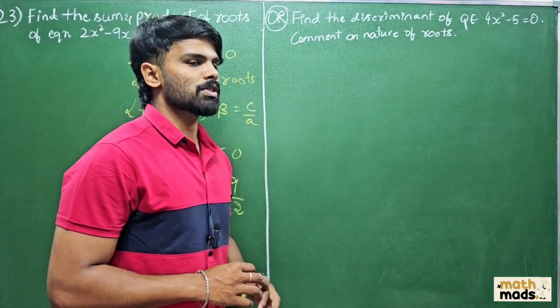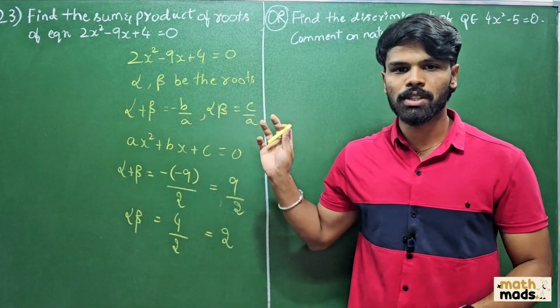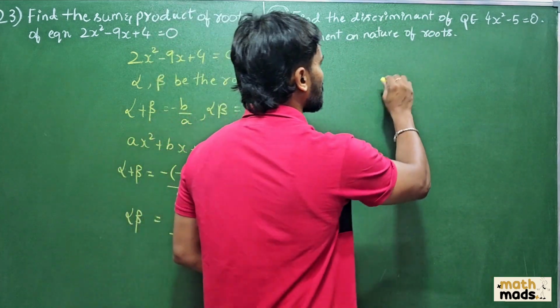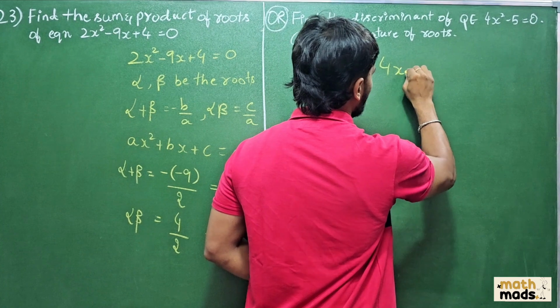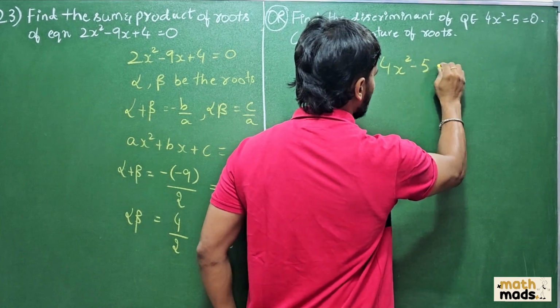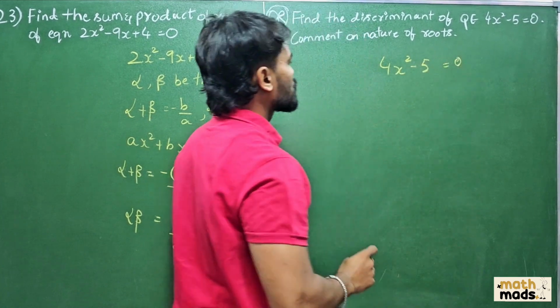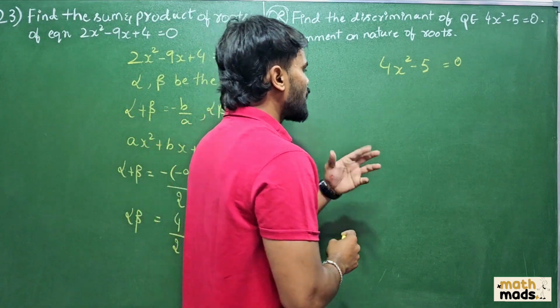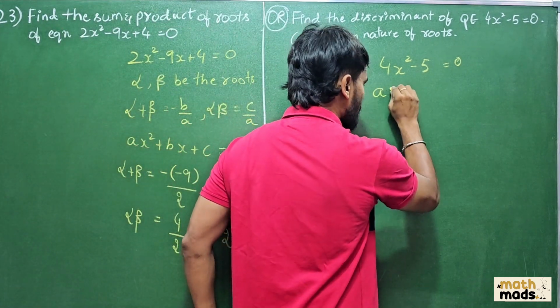Comment on nature of the roots. Now if you can observe in both the questions, you have to compare it with the standard form. Let's write the given quadratic equation: 4x square minus 5 is equal to 0. What should you find? You should find the discriminant. To find the discriminant, you should know the values of a, b and c. Let me write the standard form first.